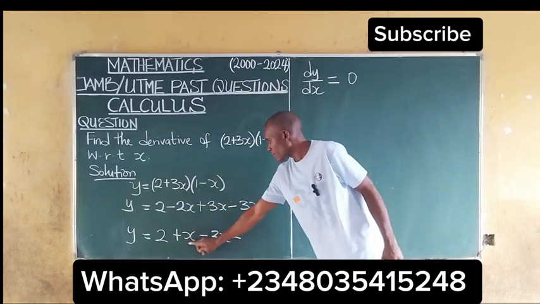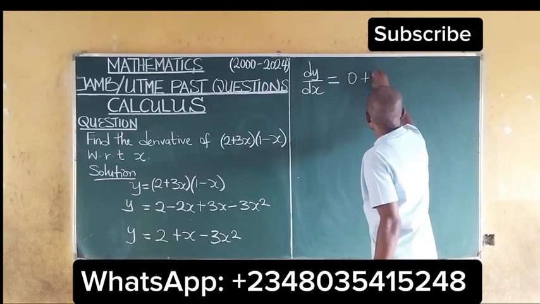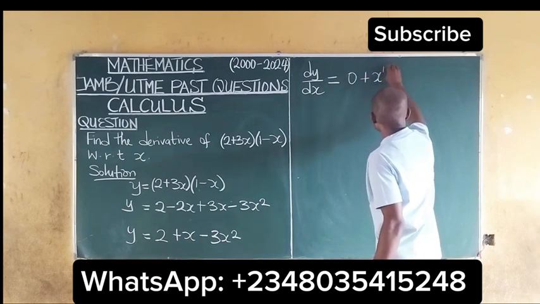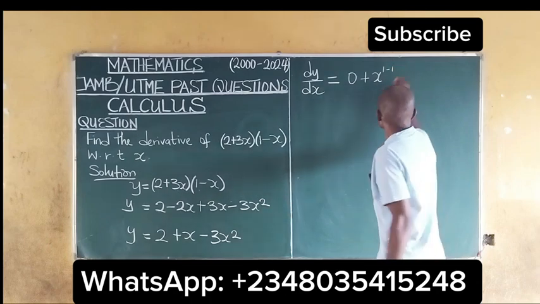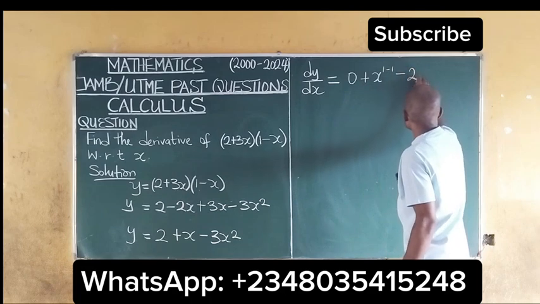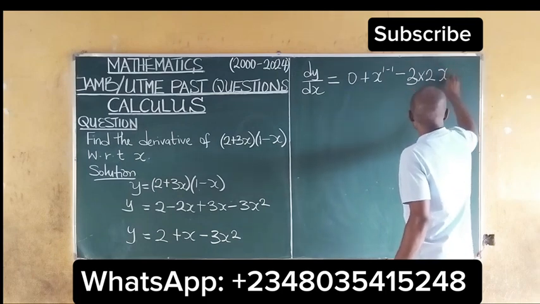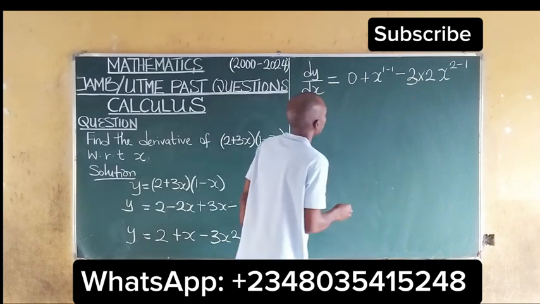If we take the derivative of this, we get 1 plus x raised to the power of 1 minus 1. We also take the derivative of this. We have 3 multiplied by 2 x raised to the power of 2 minus 1. So this is what we get.